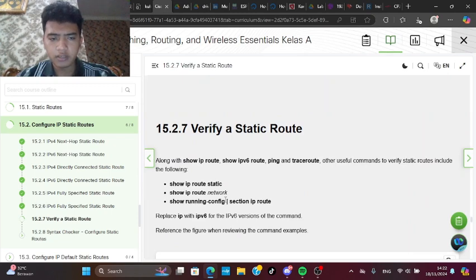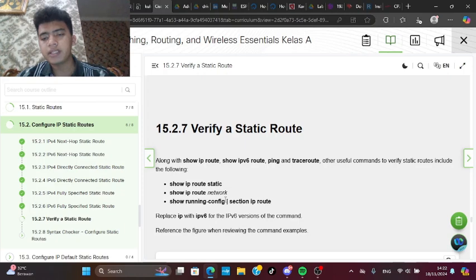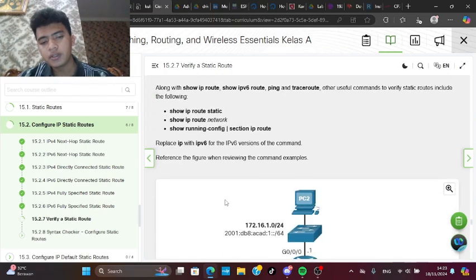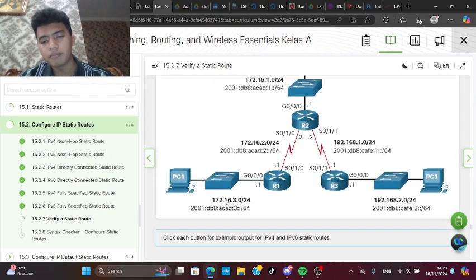Okay, verify static route. Along with show ip route, show ipv6 route, ping and traceroute, other useful commands to verify static routes include the following: show ip route static, show ip route network, and show running-config | section ip route. Replace ip with ipv6 for the IPv6 versions of the commands. Reference the figure when reviewing the command examples.